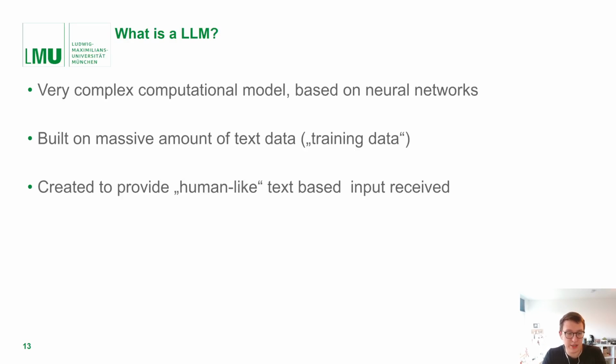And they are created to provide a human-like text based on the input received. So actually the input would be a text typed by me, for example, and the output should also be a text, not a number, not an image. Currently the output should be a human-like text.